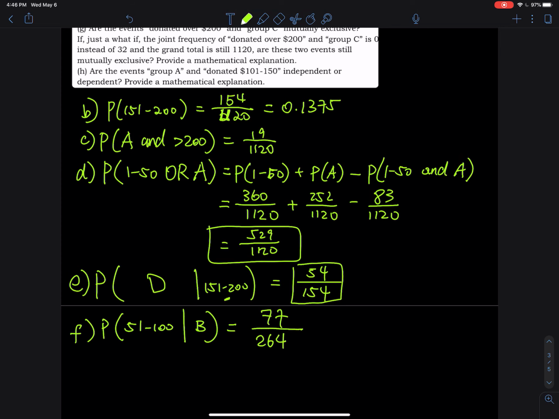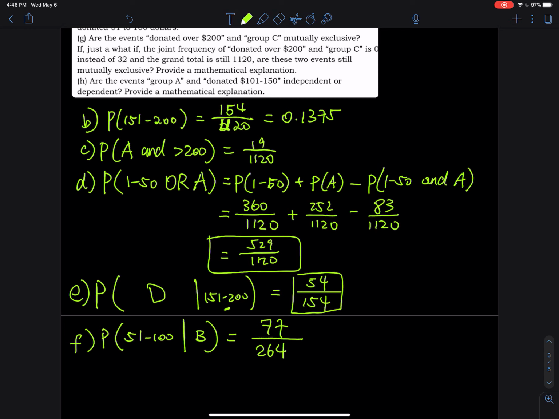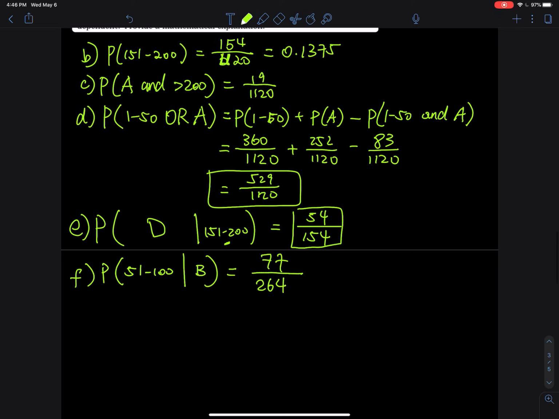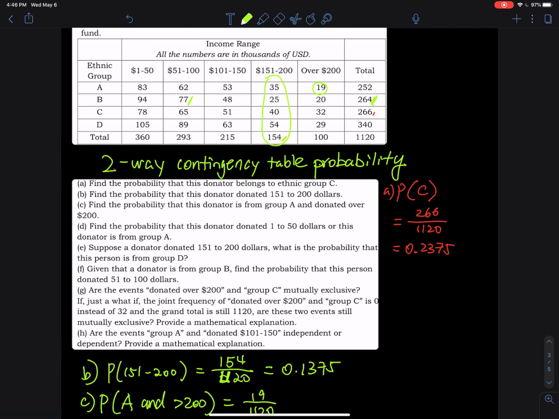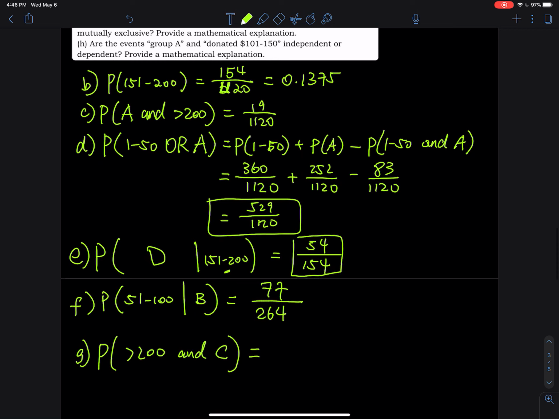All right, and then G, are the events over 200 bucks and group C mutually exclusive? That means, is this probability equal to zero? So over $200 and group C, we have a joint frequency, 32. This 32 is divided by the grand total. Clearly, that is not equal to zero. You have to show this work. So they are not mutually exclusive.